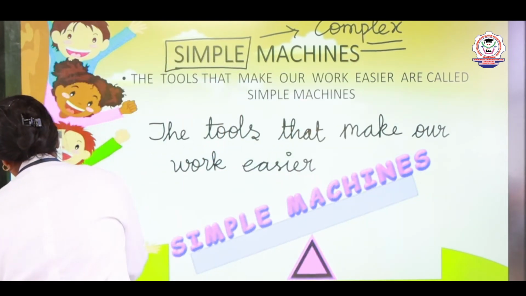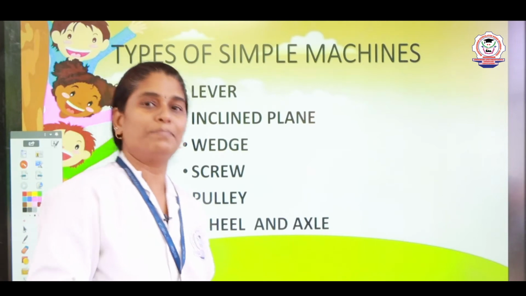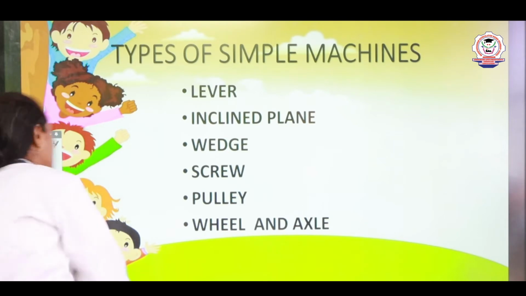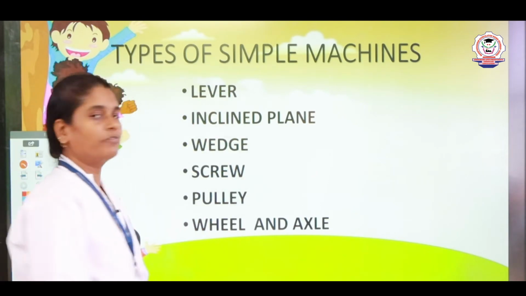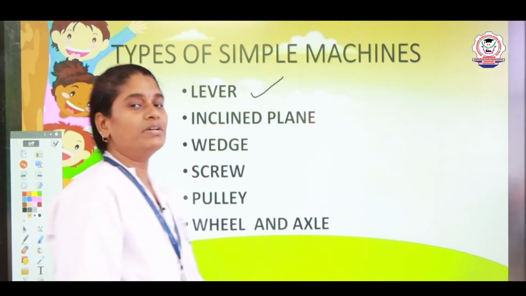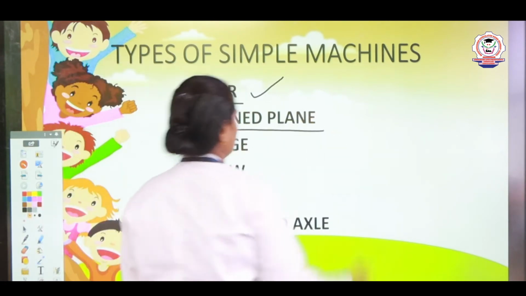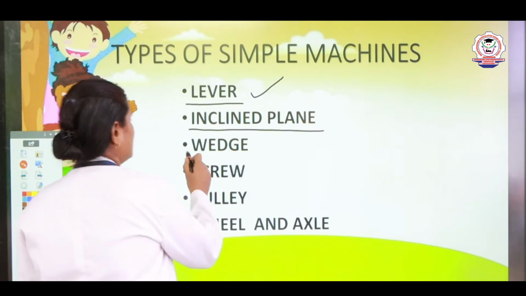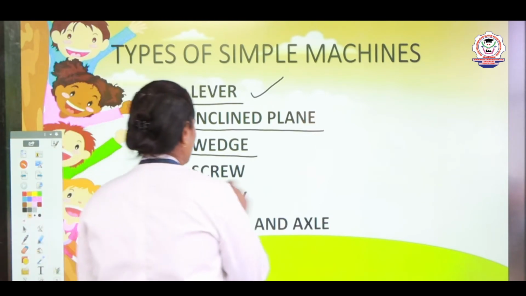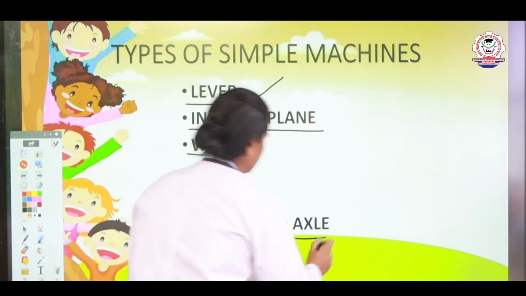Now, let's see what the types of simple machines are. There are 6 types of simple machines. The first one is lever. Lever is a type of simple machine. Then inclined plane and wedge. Wedge is also a type of simple machine. Then screw, then pulley, then wheel and axle, right.